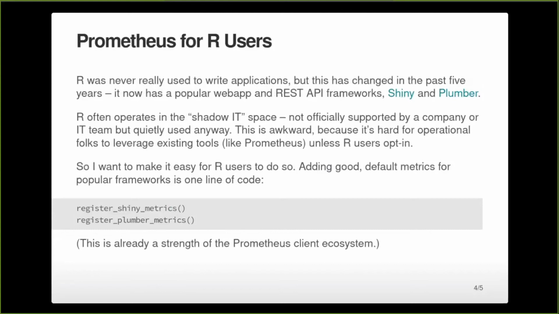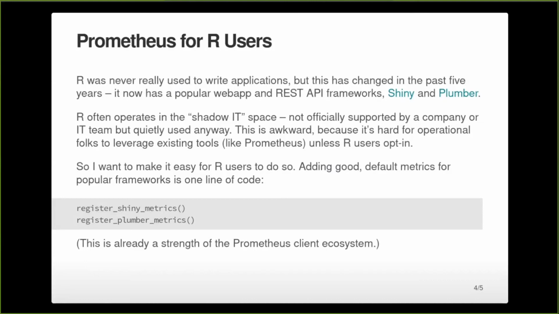Now, for R users, what's actually the attraction of Prometheus? Mostly this is because R does not have a long history of being used to write applications, but this is actually changing, and pretty fast. While R was really being picked up as a data science application, it suddenly became popular to write applications because of 2 new frameworks called Shiny and Plumber, which are for writing web apps and for writing RESTful APIs.